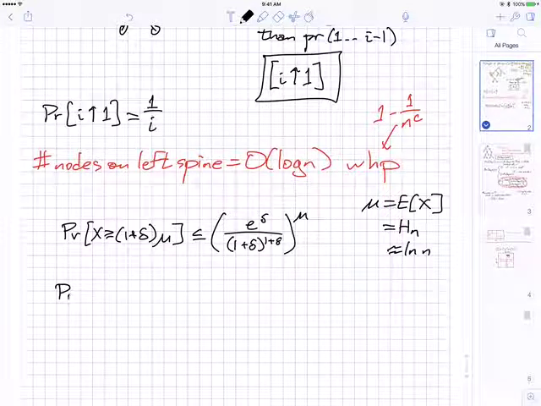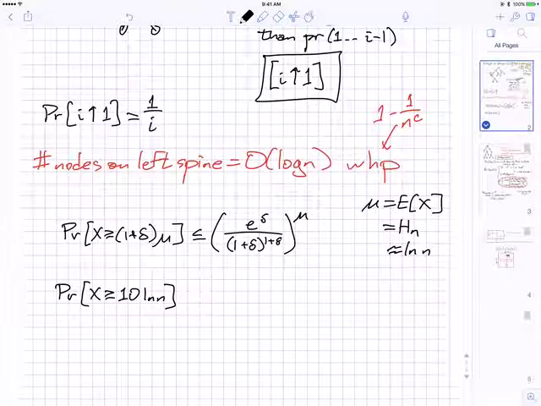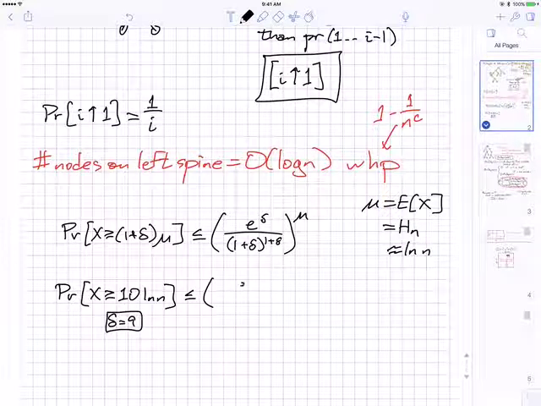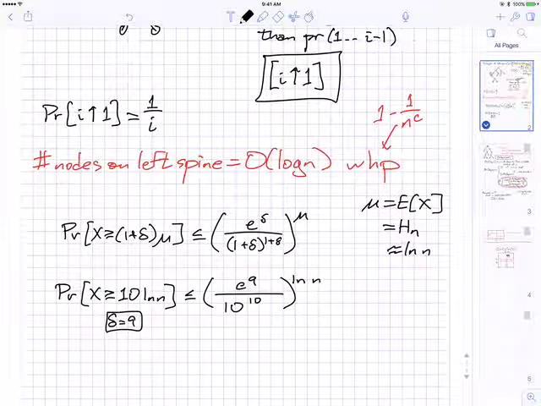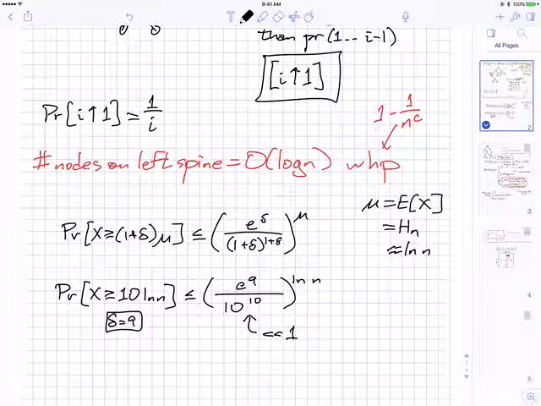And so let me just figure out what we should use for delta. 10. Okay, let's figure out the probability that x is bigger than 10 times the natural log of n. Well, that means that in this case, delta is equal to 9. This is at most e to the 9th over 10 to the 10th, to the natural log of n. This is some number that is clearly very, very small. I don't know what it is, but it's very, very small.